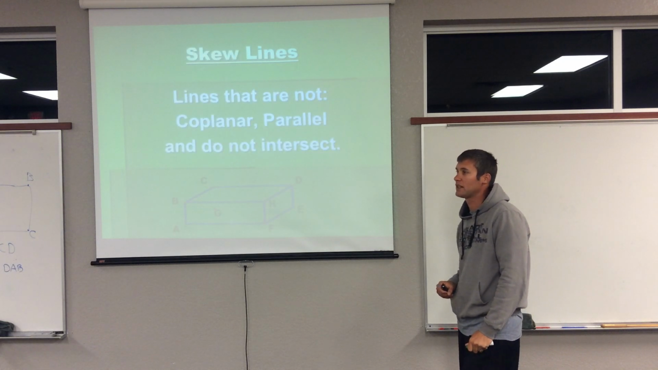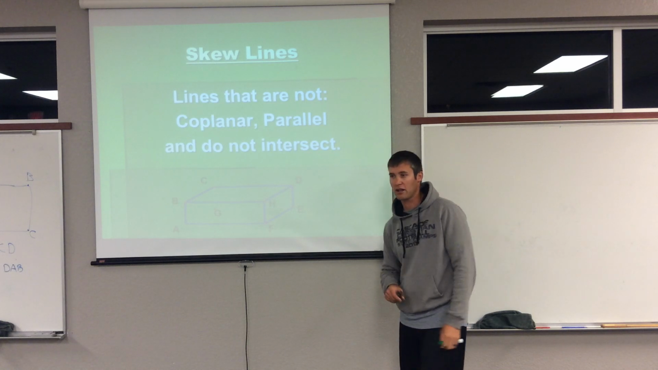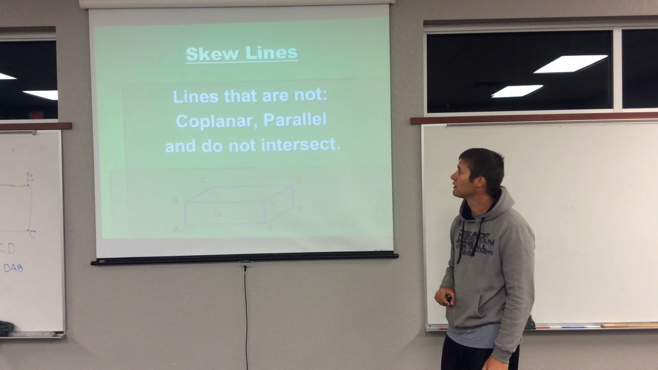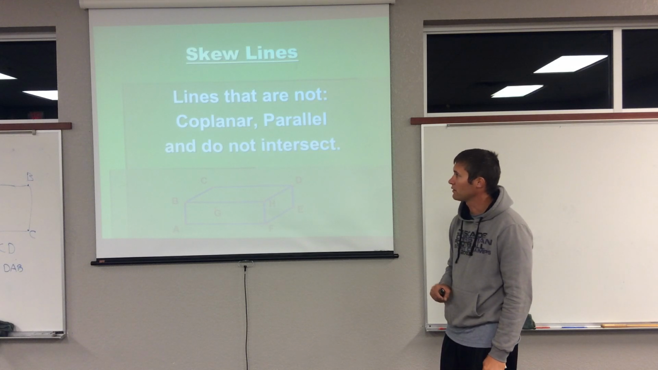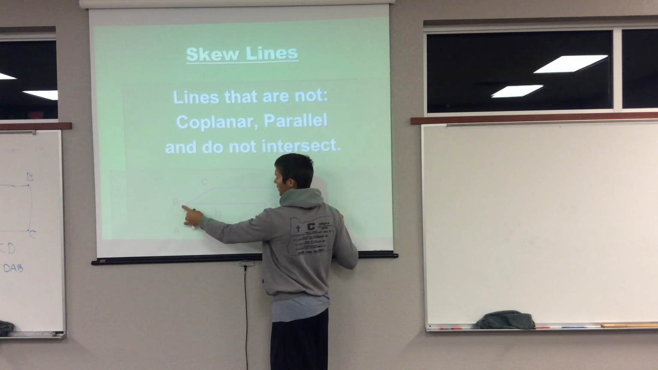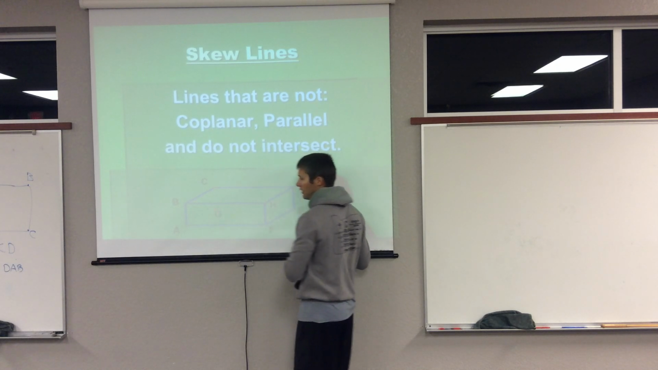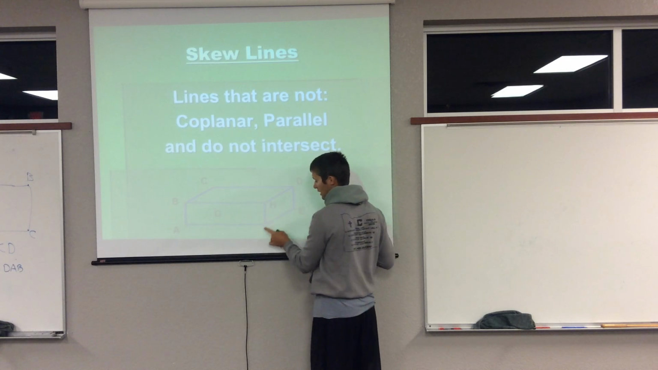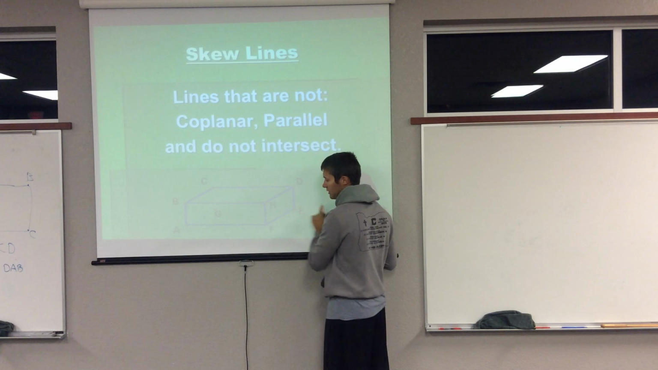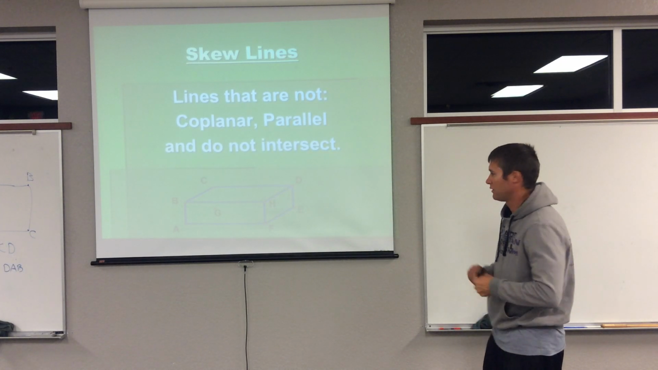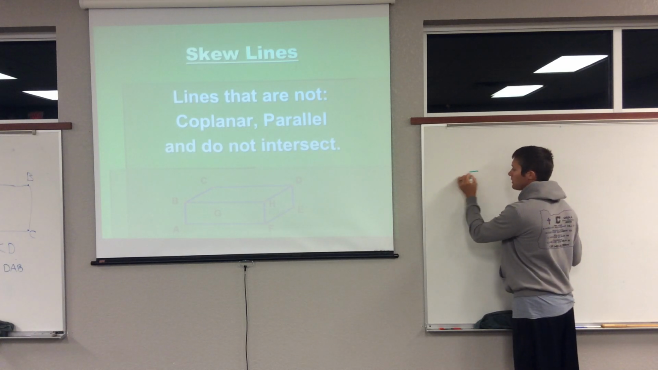Skew lines are lines that are not coplanar, not on the same plane, and do not intersect. All right. So they're not coplanar, they're not parallel, they do not intersect. For example, on our box, BH and then EF. Those aren't on the same plane and they do not intersect. So again, let's look through this box real quick.